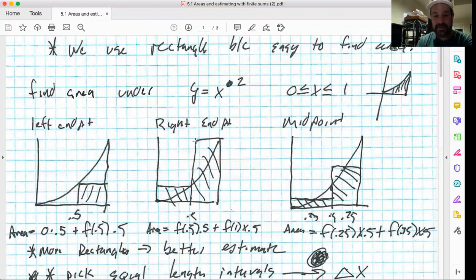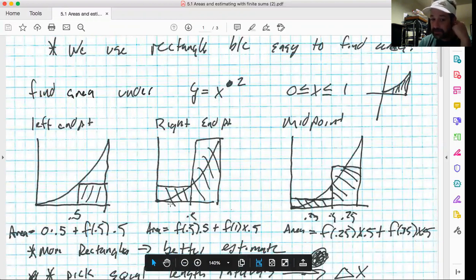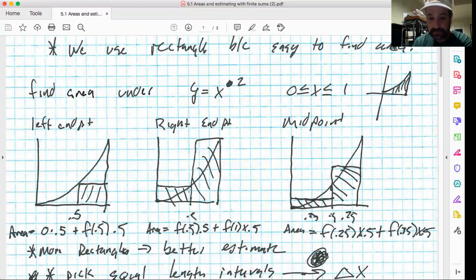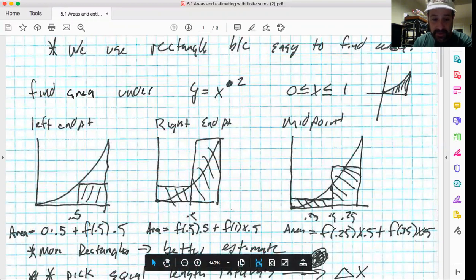If we're using a right endpoint, or an overestimate here, instead of using the left endpoint as the height of our first approximating rectangle, we use the right endpoint as the height of our first approximating rectangle. And you'll notice that here, the width stays the same. This is still a half. That's the width right here. The height right here is going to be f of 1/2, so that's what we're getting right here. So f of 1/2 times 1/2.